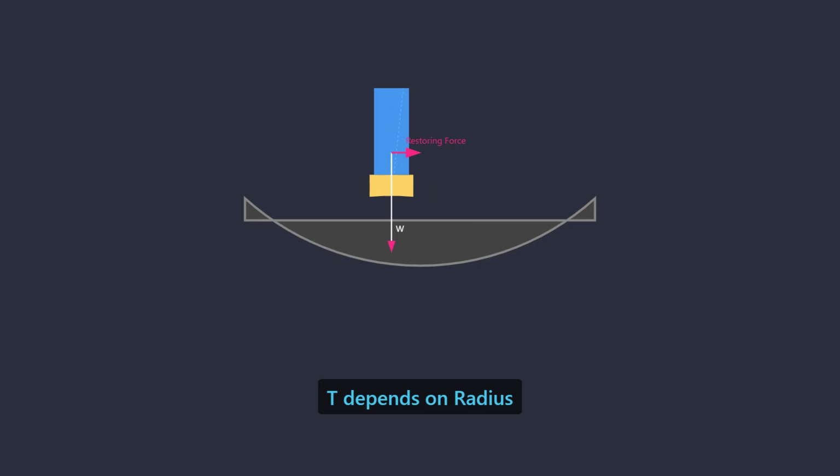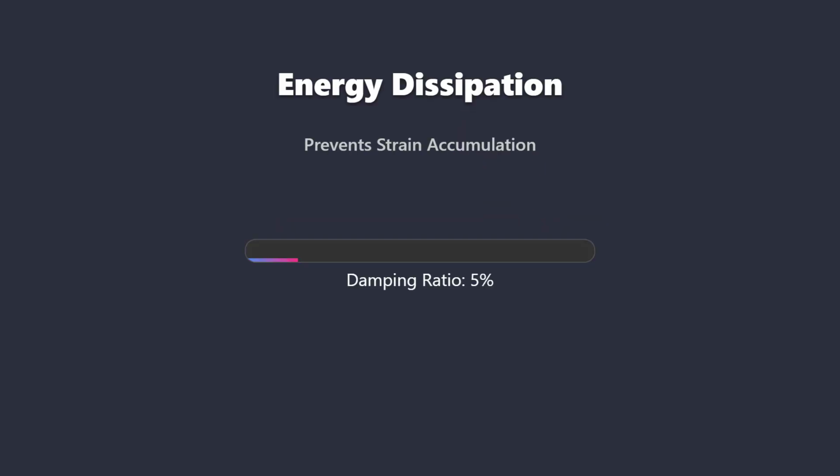Friction between the slider material and the concave plate provides the necessary energy dissipation, converting kinetic energy into heat. Crucially, the effective period of the friction pendulum system is determined solely by the radius of curvature, independent of the structure's mass. Energy dissipation devices, commonly referred to as dampers, are designed to absorb seismic input energy.